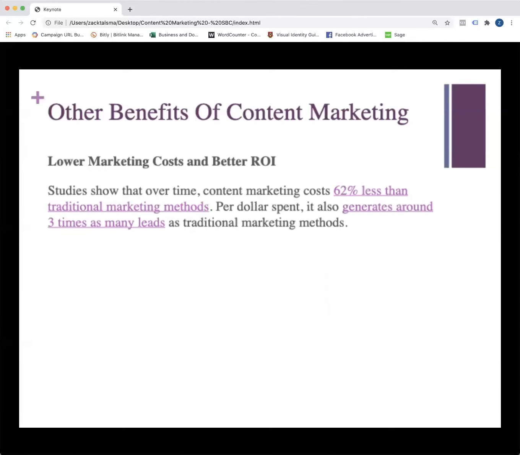And the final benefit is maybe the best one, which is overall lower marketing costs and better ROI, which is return on investment. Studies have shown that content marketing costs 62% less than traditional marketing methods. Per dollar spent, you'll also generate about 3 times as many leads as traditional advertising, like billboards, radio, newspapers, even stuff like Google Ads potentially. Although with those, it really depends on the effectiveness of both strategies, right? Some people might generate 10 times as many leads, sometimes 1.5 times. But overall, you're going to be spending less and getting the same results, or spending the same and getting better results than you are now.